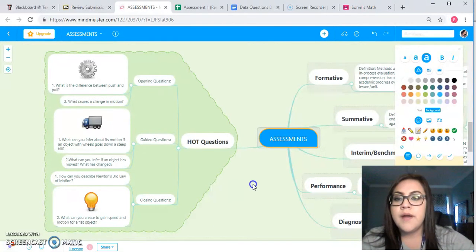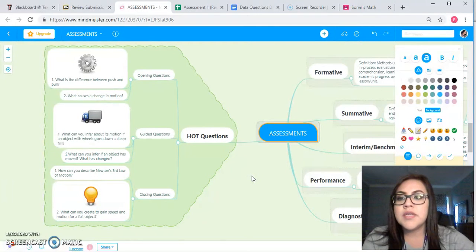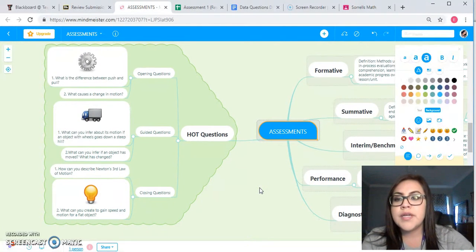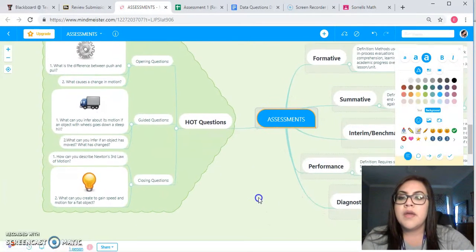Guided questions. I have, what can you infer about its motion if an object with wheels goes down a steep hill? Again, guided questions, kind of guiding you to the next step where you want them to go. Number two, what can you infer if an object has moved? What has changed? My closing questions I have, how can you describe Newton's third law of motion?